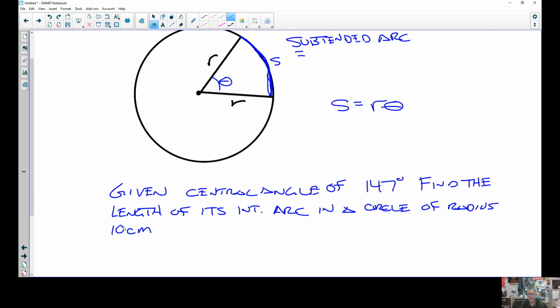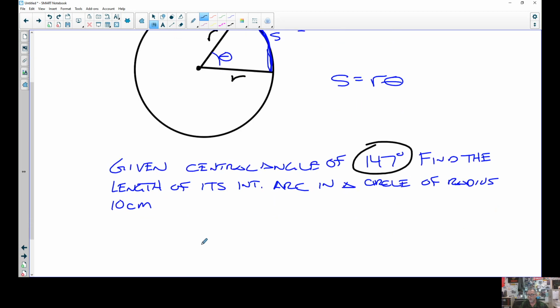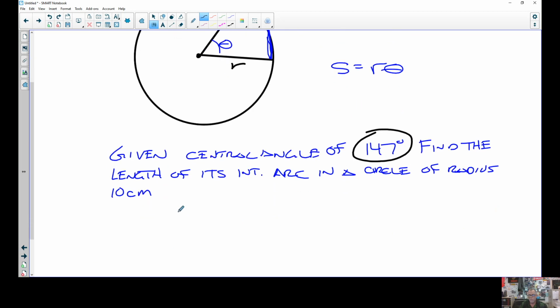All right, so how do I approach this? Well, first off, remember what I said in the beginning, it's got to be key in your mind. When we talked about the length of this arc in a unit circle, I talked about the fact that we needed radians in order to find lengths from angles. We can't use degrees. They gave us a degree measure. So the first thing we've got to do if we're going to use S equals R theta is change our theta. Our theta right now is 147 degrees. We can't use that, so we have to change that into radians.